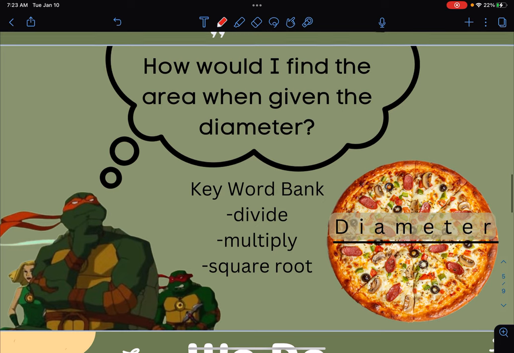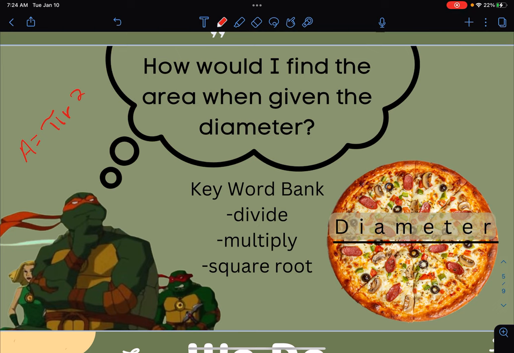And then the next part of your notes, how would I find the area when given the diameter? So I want you to look at your reference chart and find the formula for area of a circle. Okay, so what is that formula? So yeah, that formula is A equals pi r squared. So if you're given the diameter, if you notice, diameter is from one edge of the pizza to the other.